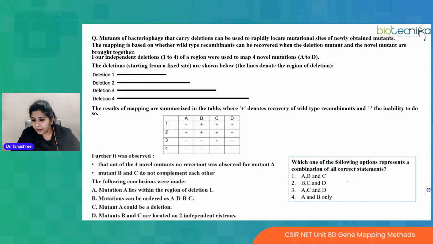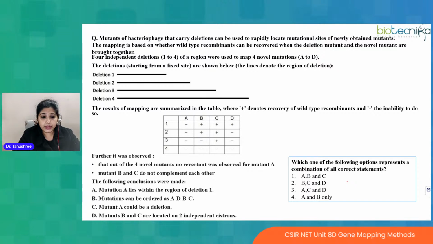Okay, now coming to another concept, and that is deletion mapping, right? When you construct a physical map, you use different strategies. One is deletion mapping, another is somatic cell hybridization, and we also have certain other techniques which can be used. So this question is based on deletion mapping. Please go through the question.